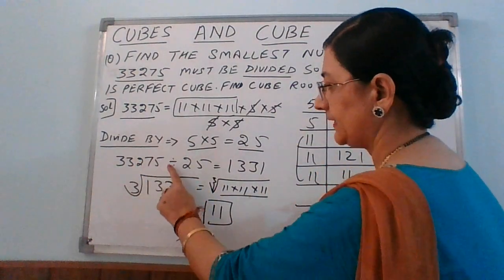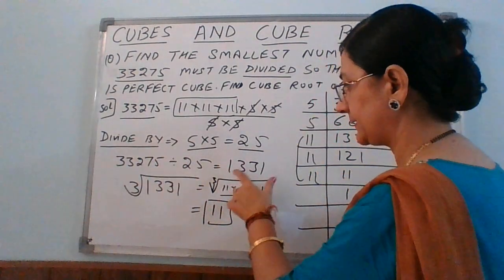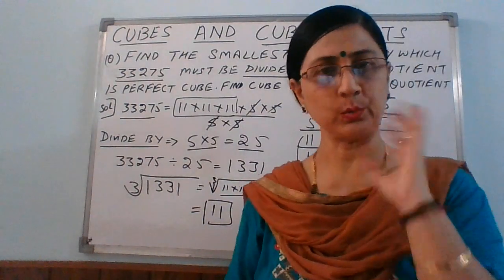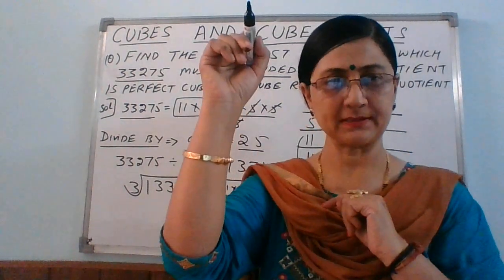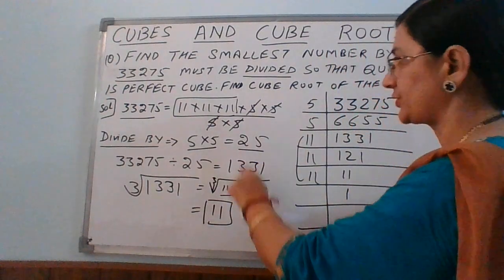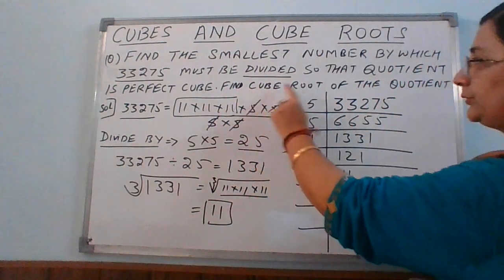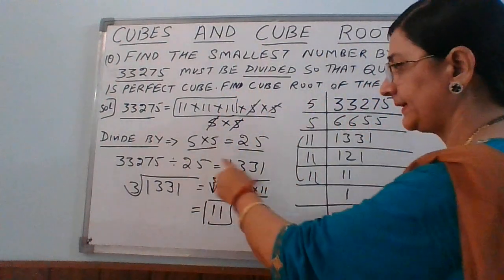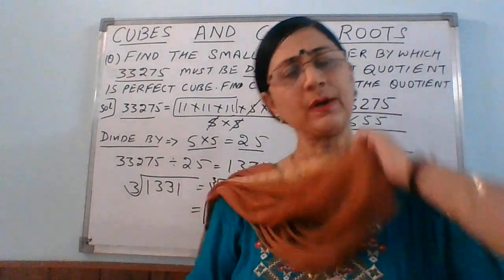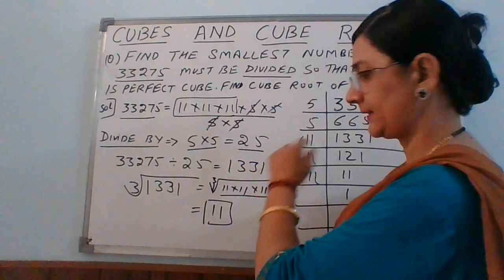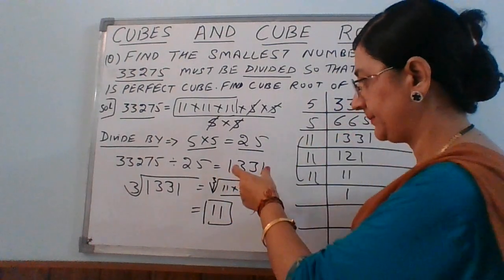सो 33275 डिवाइड बाय 25, आप जब आंसर निकालोगे दैट इज 1331. इसको बोलते हैं क्वोशिएंट. जब हम डिवाइड करते हैं ऊपर जो आंसर आता है दैट इज क्वोशिएंट. सो दिस इज अ क्वोशिएंट. इन द क्वेश्चन इट्स रिटन फाइंड द क्यूब रूट ऑफ द क्वोशिएंट. अब डिवाइड करने पे जो आपका क्वोशिएंट आया, यू हैव टू फाइंड कि वो किसका क्यूब है, उसका क्यूब रूट क्या है. इट इज अ परफेक्ट क्यूब नंबर.